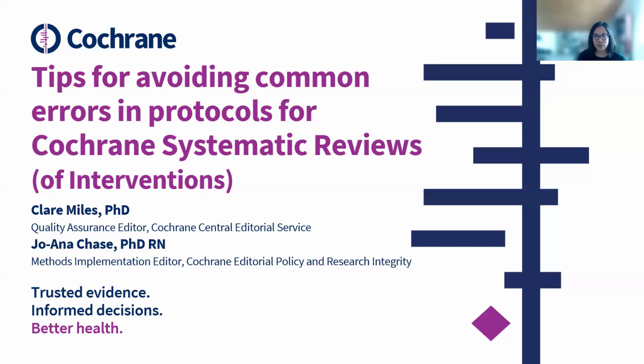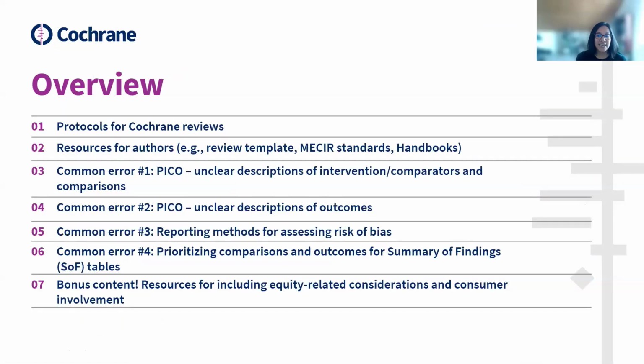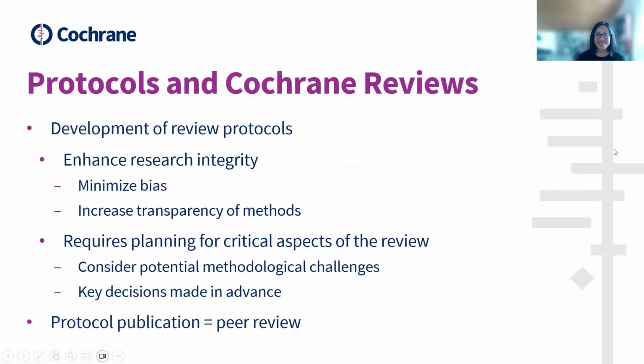So we're going to talk about tips for avoiding common errors and protocols for Cochrane Systematic Reviews. We're specifically focusing on reporting for reviews of intervention studies. First, we'll spend a little time discussing why protocols are critical for enhancing the transparency and rigor of Cochrane reviews and provide some helpful resources. Then we'll talk about 4 different common errors seen during methods peer review by the quality assurance team. Finally, we'll provide a few suggestions and examples for reporting equity-related assessments and consumer involvement. So let's go ahead and dive in.